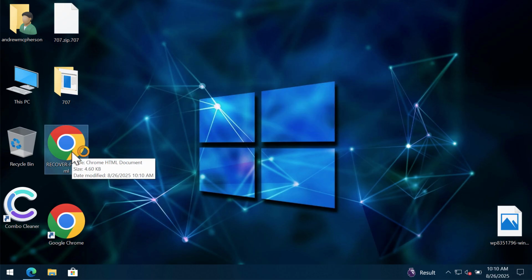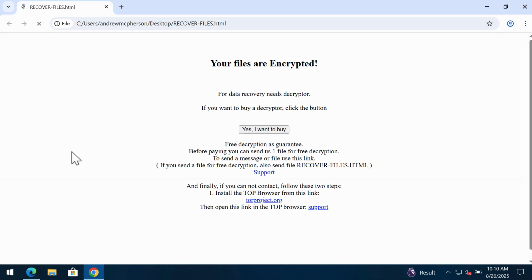The ransomware also reveals the ransom note, where it tells the victims to pay a special ransom for file restoration. Paying the ransom, of course, is not a good idea. Don't waste your money. Don't pay the ransom.